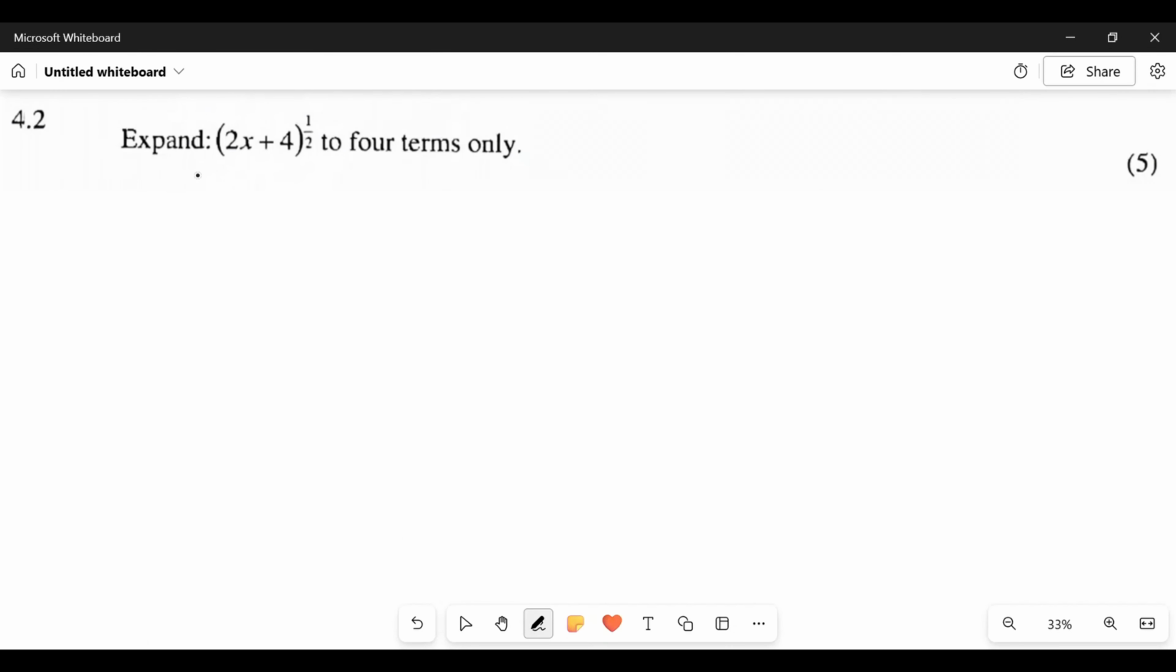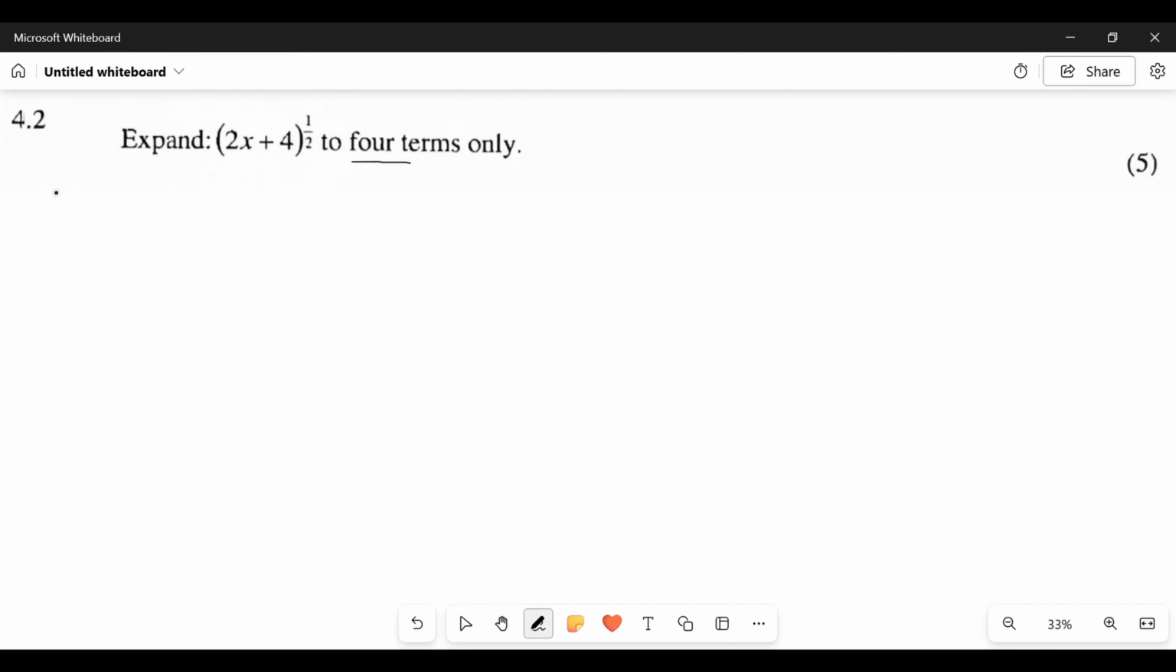Now the question is very simple here, guys. It goes like this: expand (2x plus 4) to the power of half to 4 terms only. So what is needed for us to do here is to expand this expression to 4 terms. Now, in order for us to expand this expression, we need to use the binomial theorem.